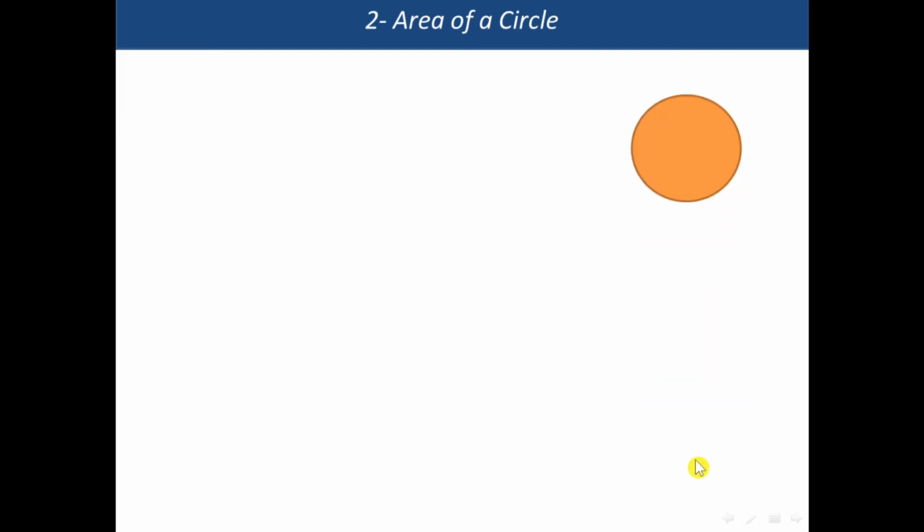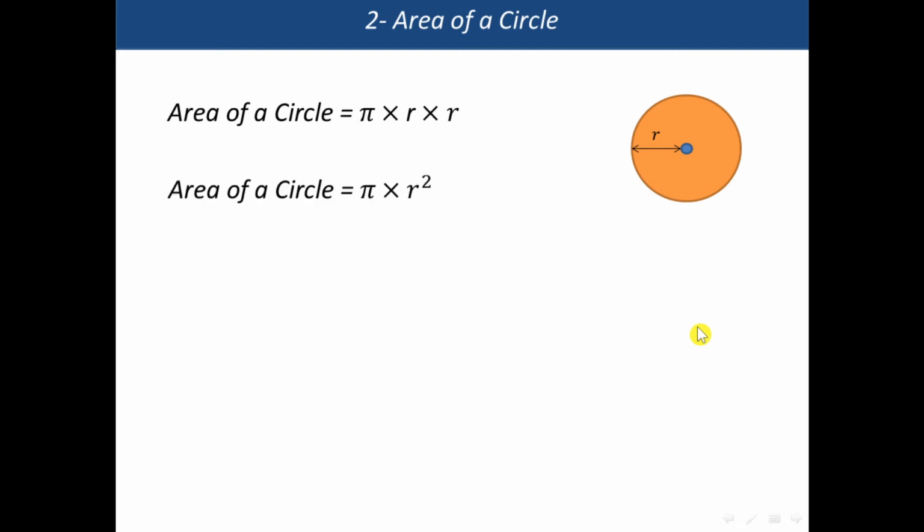How do I find the area of a circle? We have this circle. The area of a circle is pi multiplied by radius multiplied by radius. Also, I multiply the radius by itself 2 times. So this is the center of the circle, and this is the radius. So the area of a circle is pi multiplied by r to the power 2.